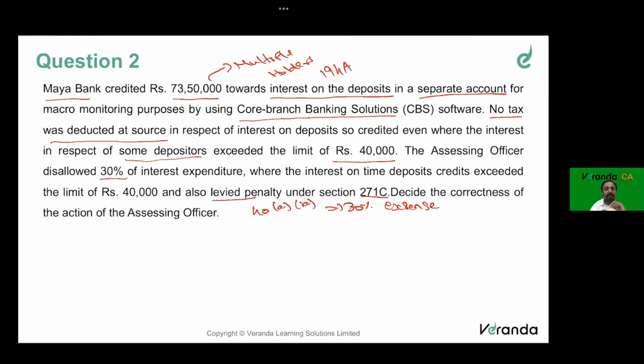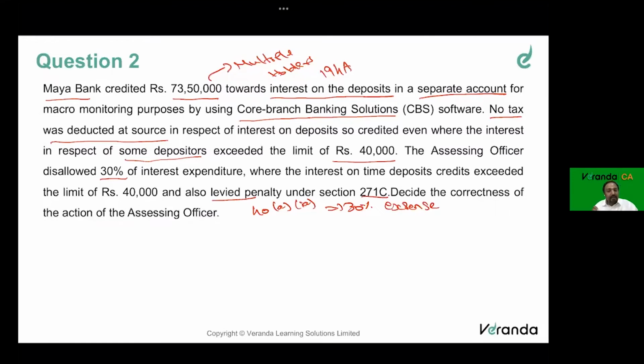So 271C is basically when you have underreported income. When you have underreported or misreported income, you are liable for a certain penalty. If it relates to this TDS, this penalty can be levied under section 271C. Now decide the correctness of the assessing officer's action. As a student, I'm supposed to examine whether the assessing officer's action is correct or not. So let's see how we will proceed.